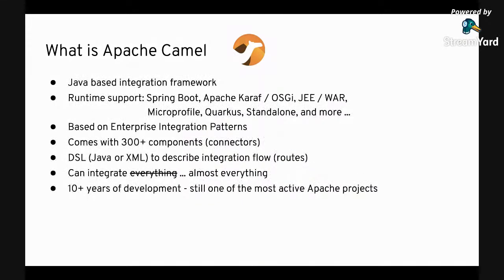So here are bullet points on what Camel brings to the table. It is a Java-based integration framework. It runs on many of the popular runtimes like Spring Boot and so on. It's based on enterprise integration patterns, which we'll cover in a moment. It comes with a lot of connectors, and you have a DSL, a domain-specific language, where you can define your integration flows. Again, we'll see that in the demos. And Camel can integrate, well, everything or almost everything.